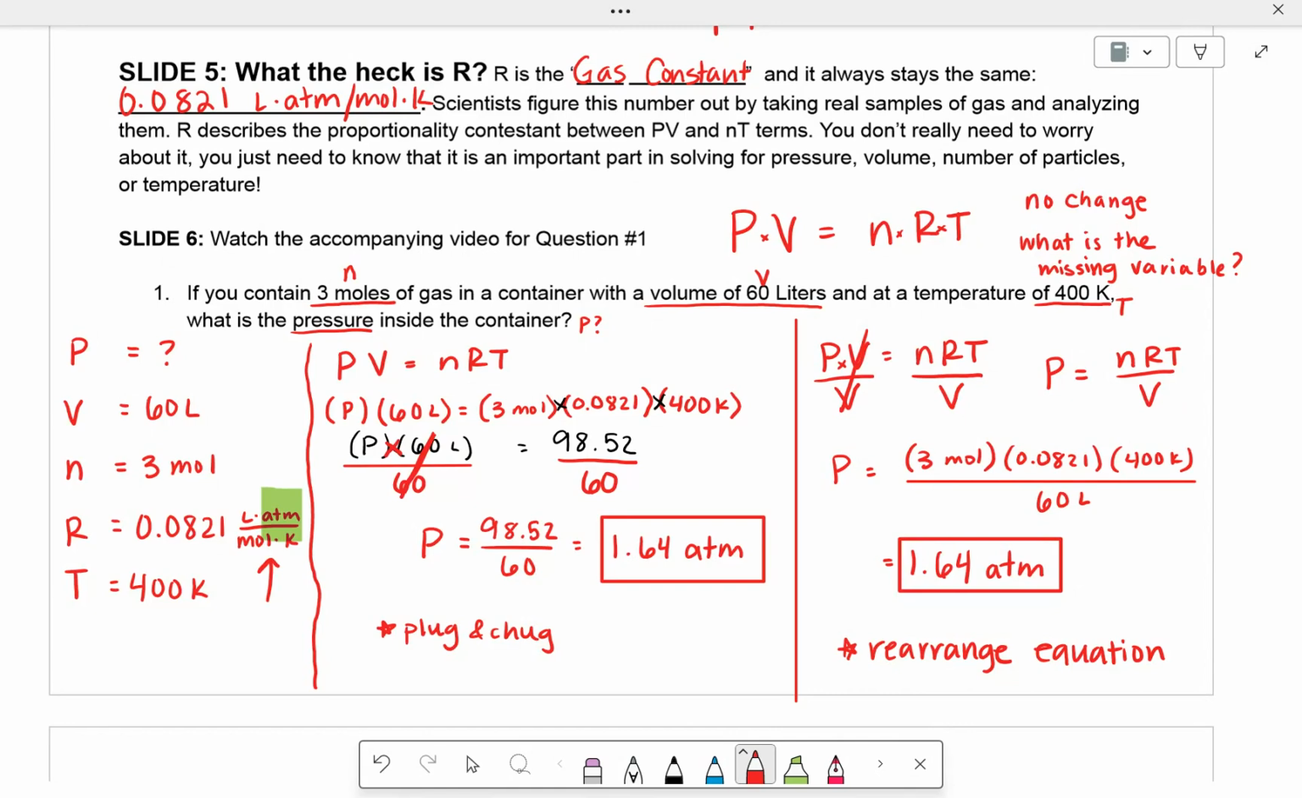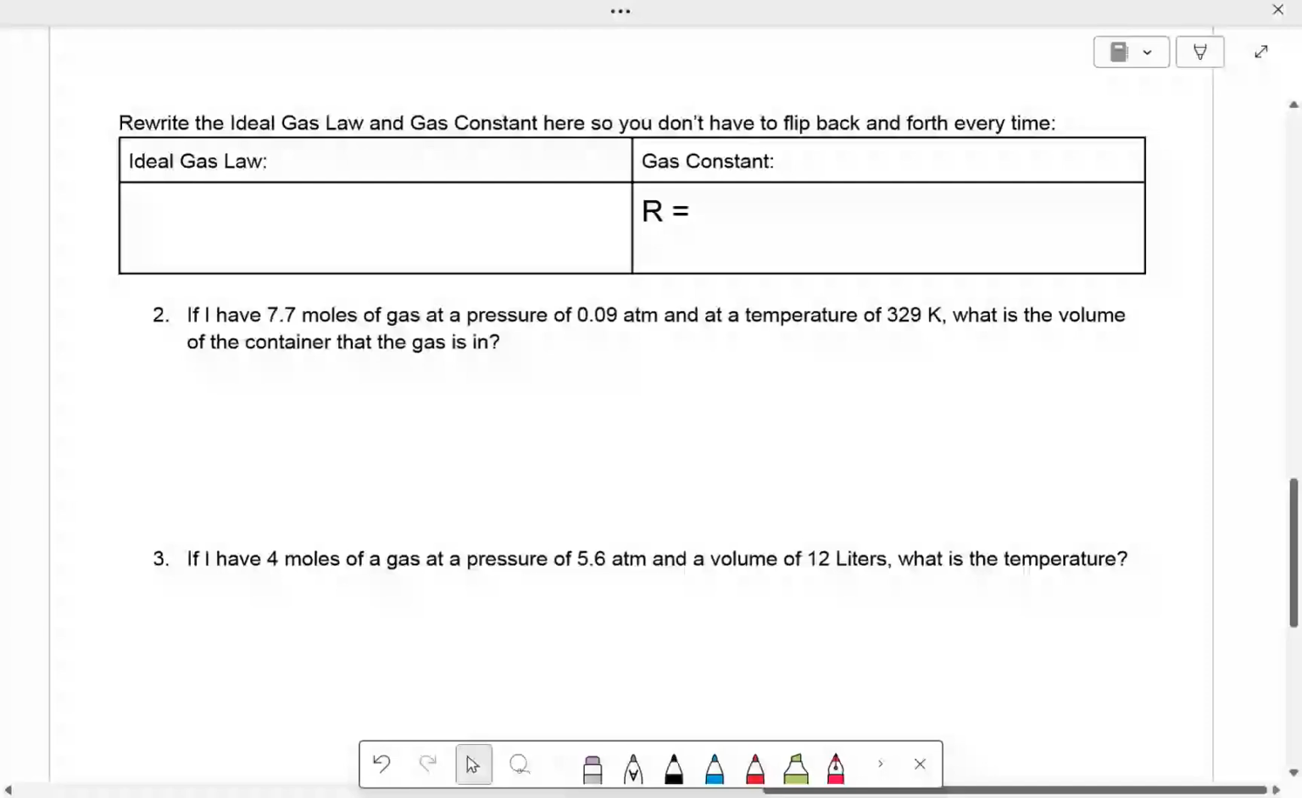Okay, and that's how we do it. The biggest thing students mess up on is they are rearranging their equations incorrectly, so I would practice rearranging your equation. They aren't multiplying or dividing correctly. So just practice with that. There's lots of videos on YouTube if you need a little bit of extra help with it.